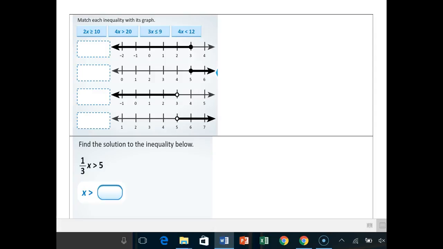All right, welcome to part 2. In this one, you're going to work with matching. So remember, a really good way is to use process of elimination. So here, on this guy, I'm looking for a closed graph pointing to the right.